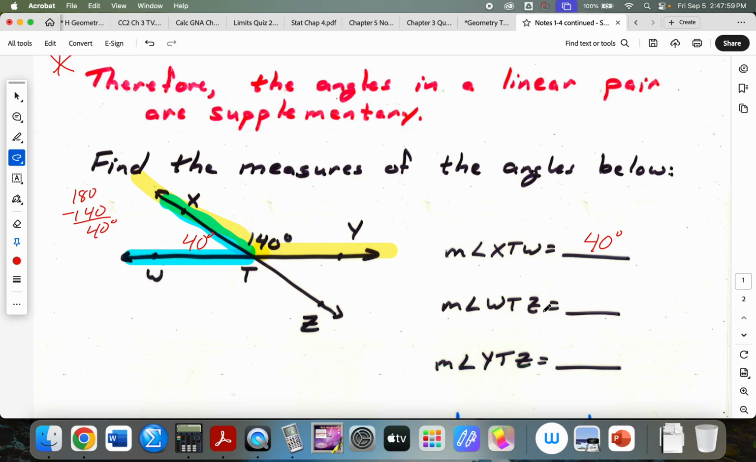All right, next they ask us for WTZ. Well, if we look at this, WTZ is this angle down here.